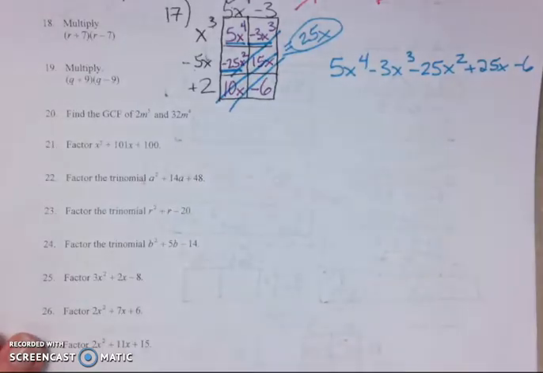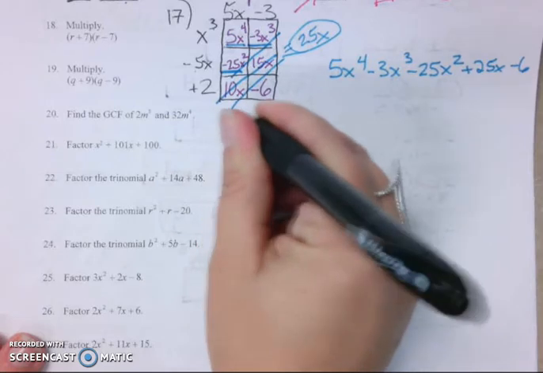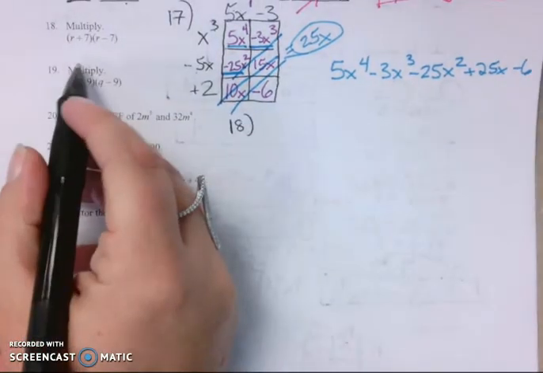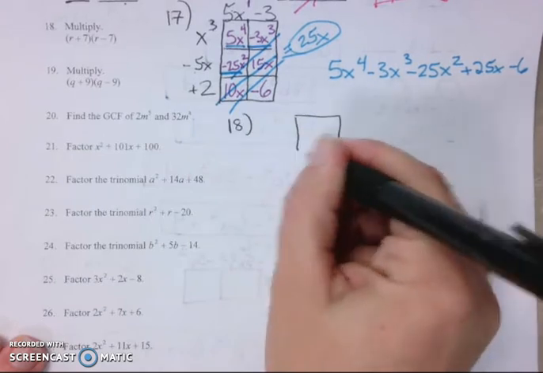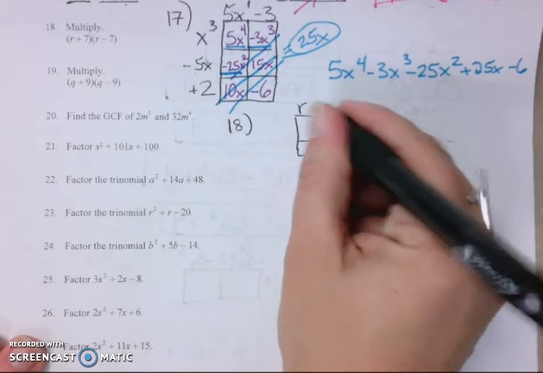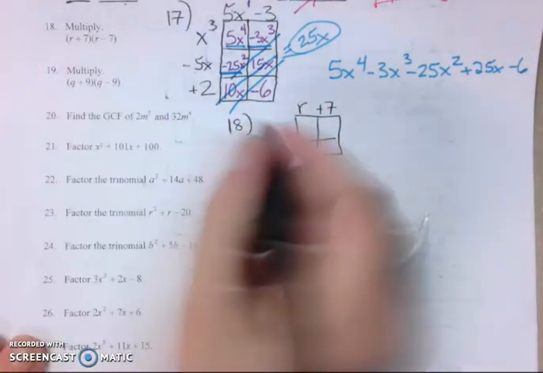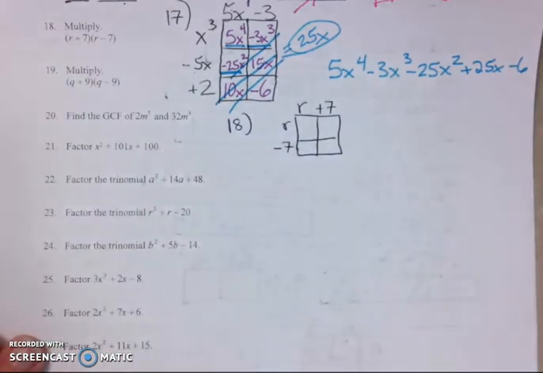Okay, so continuing on our study guide for polynomials, I'm on number 18 now. We are multiplying, box method. It's a 2 by 2. So I make my 2 by 2 box. So r and the plus 7 I put on top, and the r and the negative 7 I put to the side. Fill in the box.